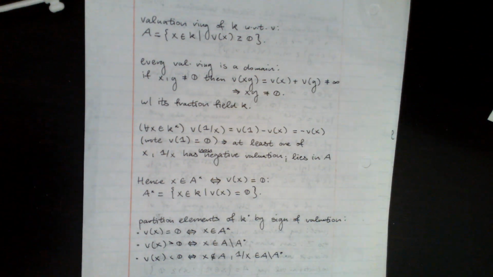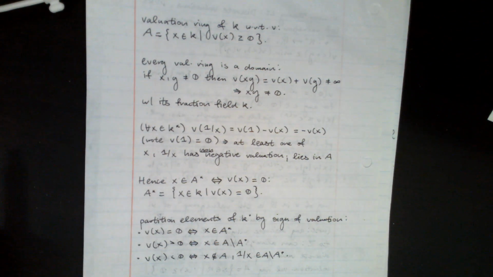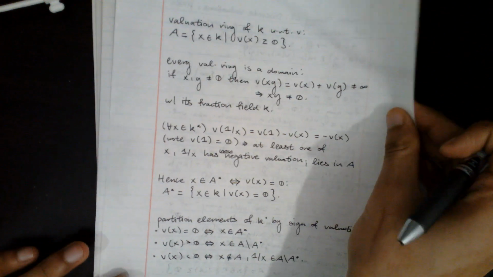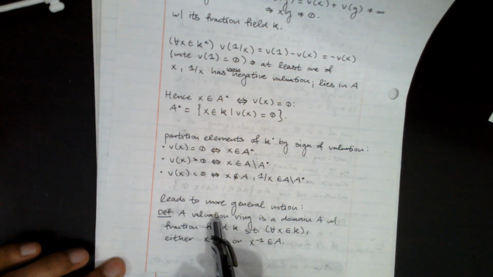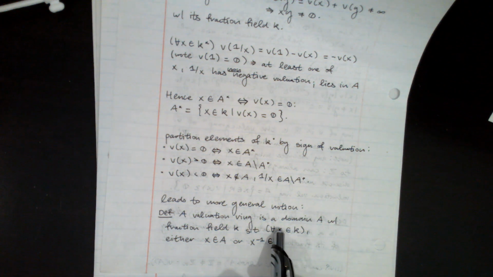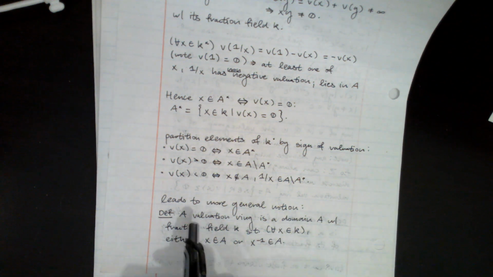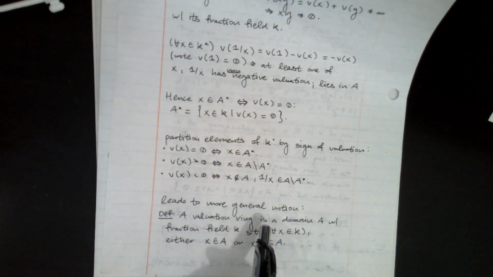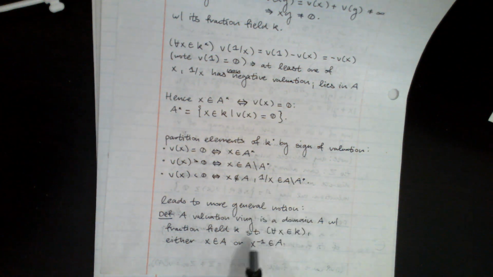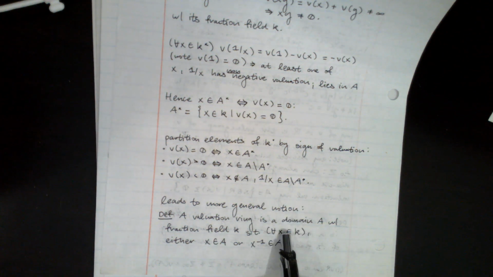Great. Looking at this idea of partitioning the elements of k star by sign of their valuation leads to a more general but equivalent notion of a valuation ring, where we say that a valuation ring is any domain A with some fraction field k, which has the following property. For any element x in the field, either x is in A or x inverse is in A. And this is one of the rare times in mathematics that this is actually the exclusive or. So it's one or the other that happen, unless, in fact, x equals 0. So I should actually qualify this as exclusive or if and only if we have x in k star.